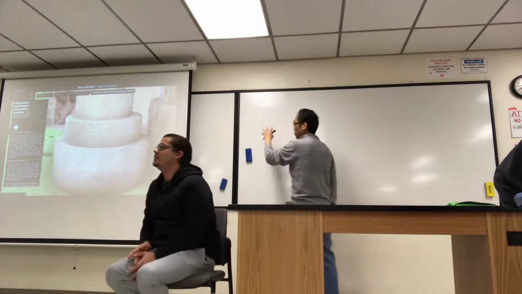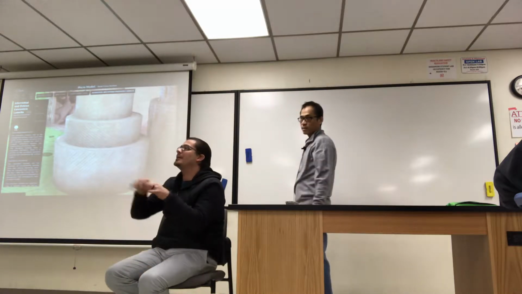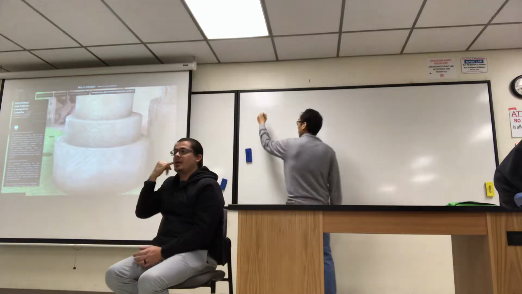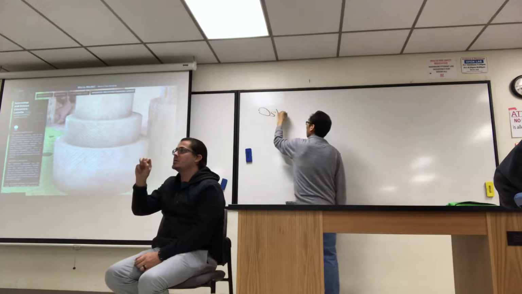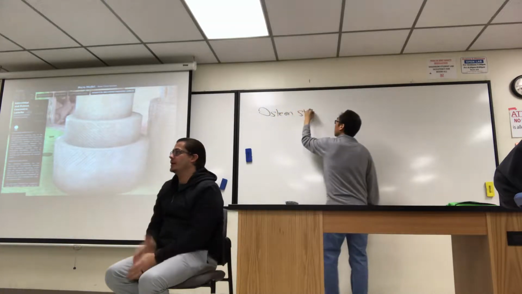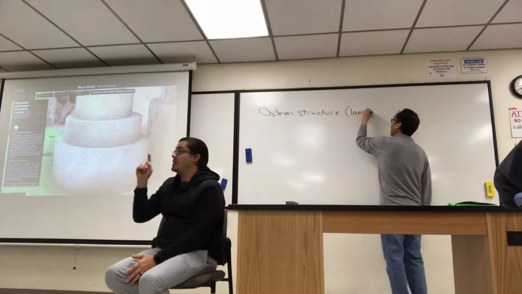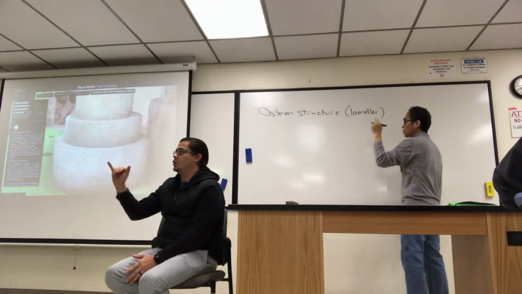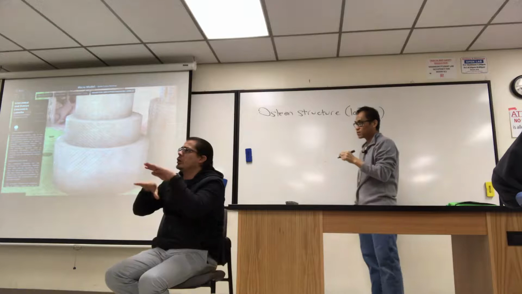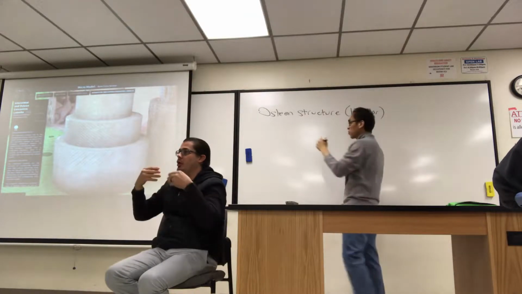Well, let me write what you're supposed to see. Tell me if it makes sense to you. This is Osteon Structure. It's also lamellar. Many layers, and you pull out the layers, each layer you have this alternating arrangement of collagen and crystals.